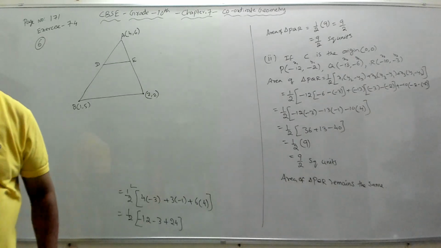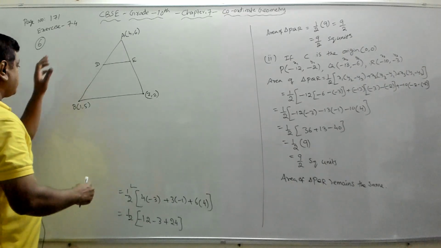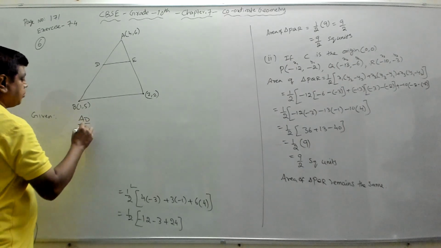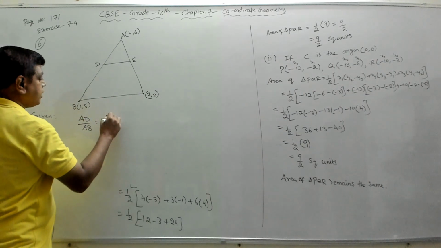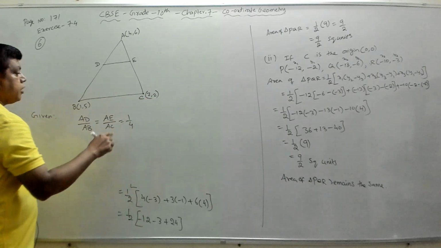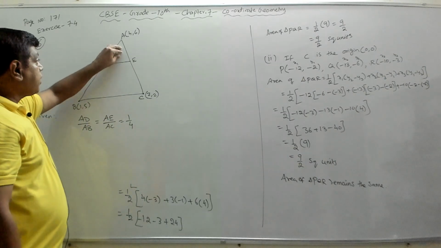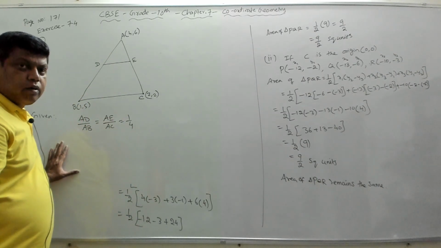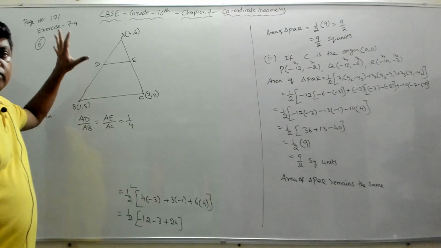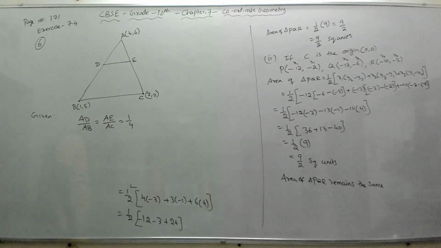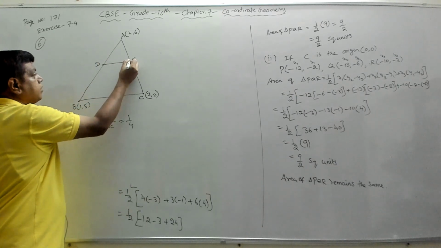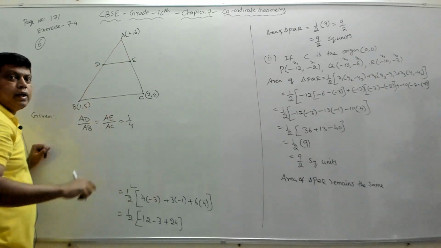Fine. So now what is given? AD by AB is equal to AE by AC, that is equal to 1 by 4. The ratio is 1 by 4, and we need to find the area of this triangle ADE, and then we have to compare this area of triangle ADE with the area of the full triangle. Now to find the area of the triangle ADE, we must know the coordinates of D and E. If we know the vertices of D and E, then we can find the area of the triangle ADE.